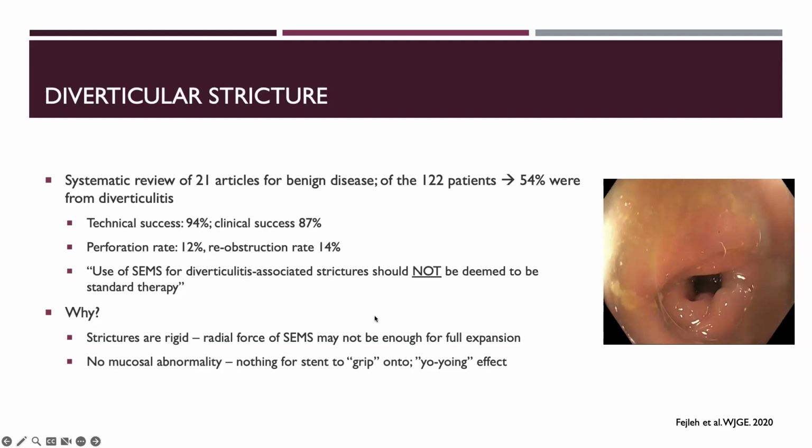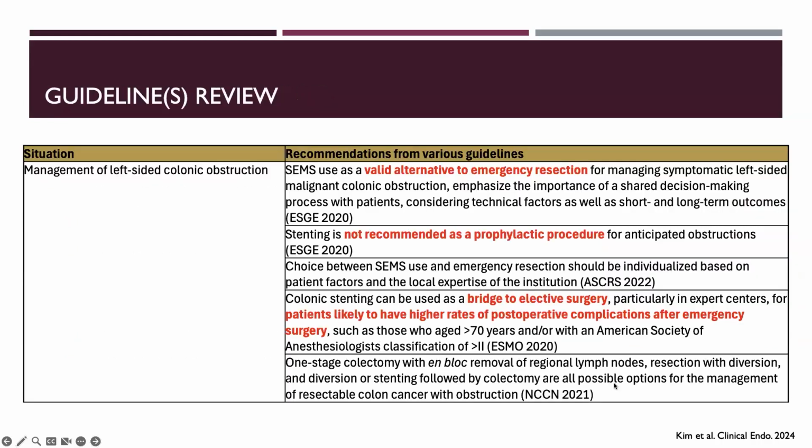And so the use of metal stenting for diverticulitis-associated strictures should not be deemed to be standard of therapy. Again, these strictures are very rigid, so they may not fully expand with metal stents, and there's nothing really for the stent to grasp into. I know I have come across this question quite a bit from my surgical colleagues. So a multidisciplinary discussion is always good here, but just know that from the GI side, there is data to suggest to go away from stenting for these patients.